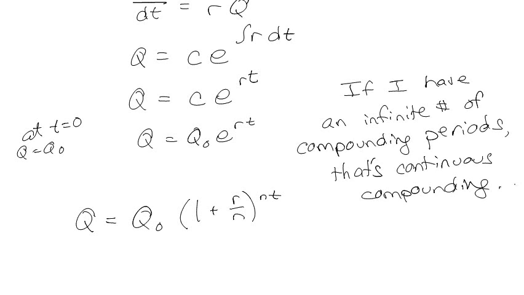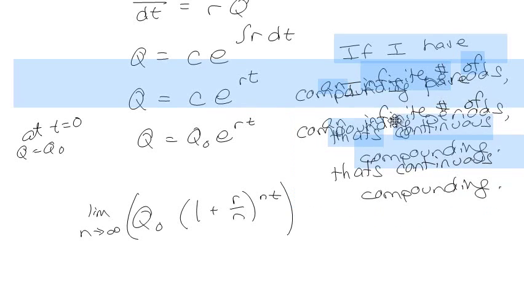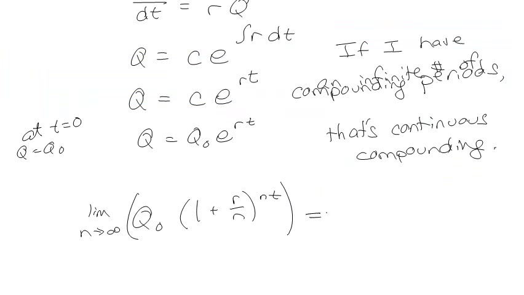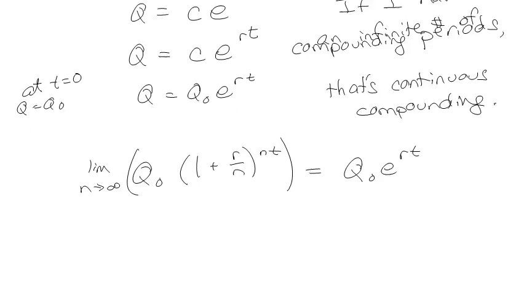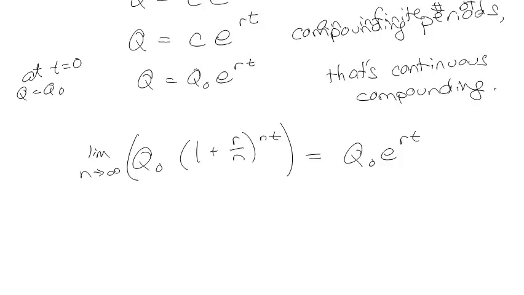So I could say, what if I take the limit? If I take the limit as n approaches infinity of this, then that should equal Q naught e to the RT. Should, or it does. No, I'm going to say does. So as I take an infinite number of compounding periods, that needs to equal the other side.